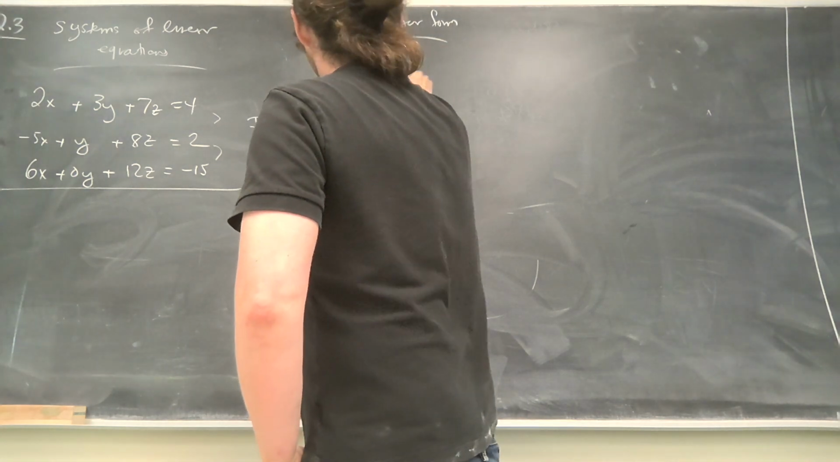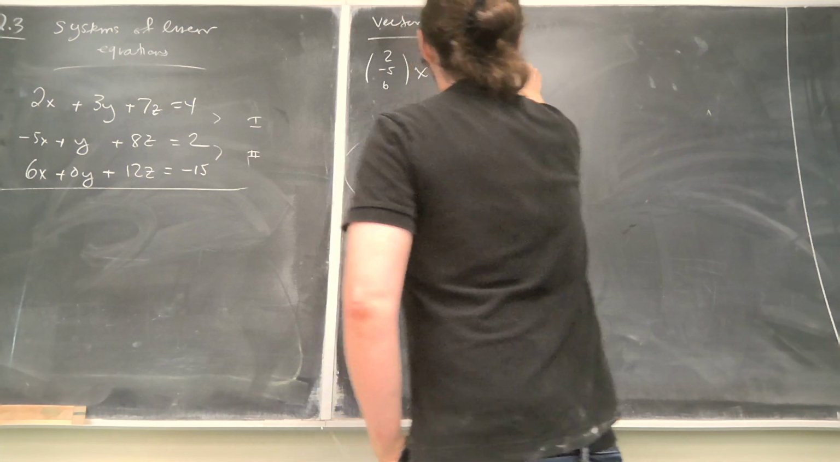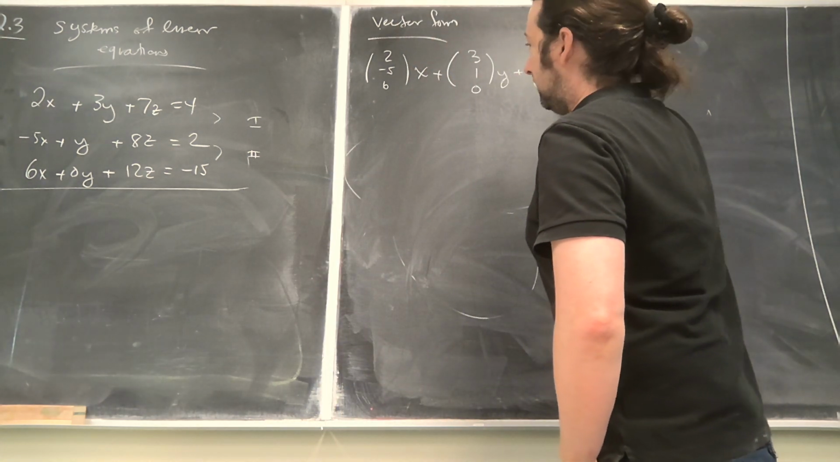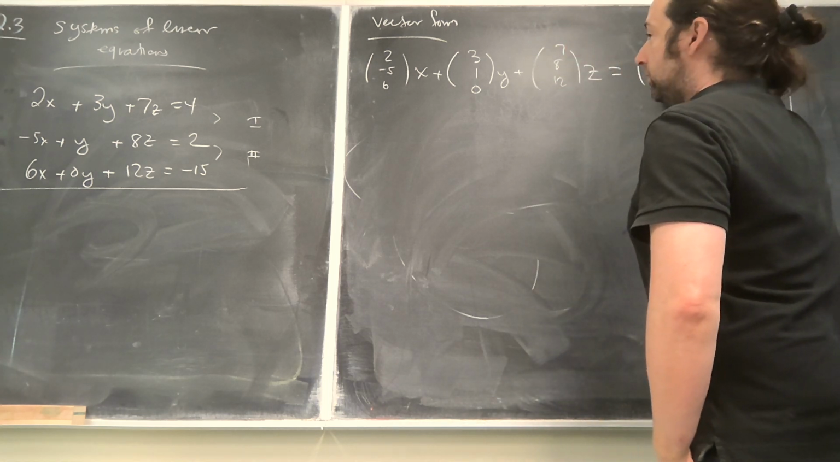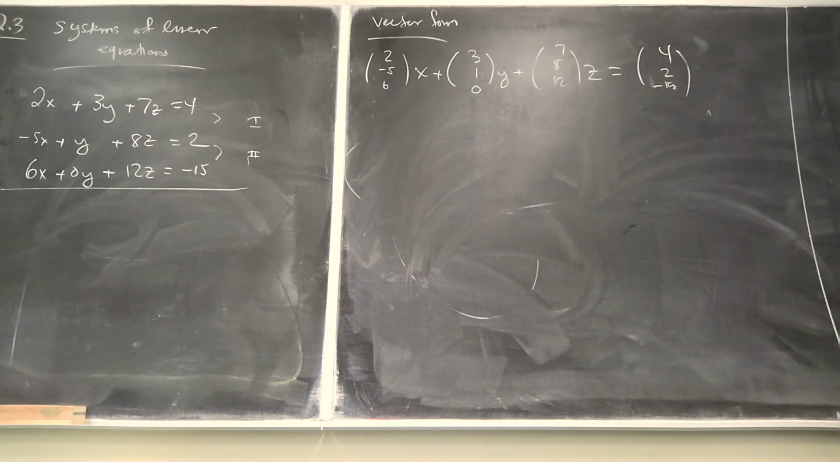2, minus 5, 6 times x plus 3, 1, 0 times y plus 7, 8, 12 times z is equal to 4, 2, minus 15. So there's a vector form of the equation. That's one of the, I pointed out last time, that's called a linear combination.